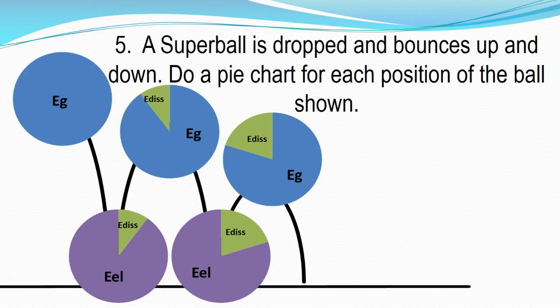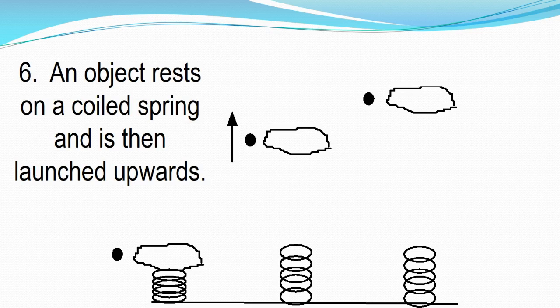It doesn't get bigger when it's in the air because there's no more collisions. The gravitational energy is smaller each time it bounces up because each time it hits the ground, it dissipates more and more energy. The very last pie chart of this would be all E-dis. All that gravitational energy was dissipated into the universe, so now we're left with just a ball by itself.